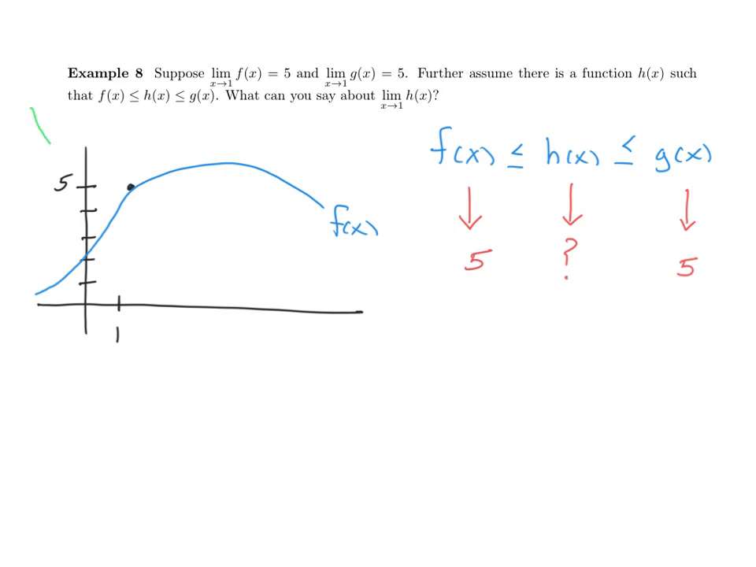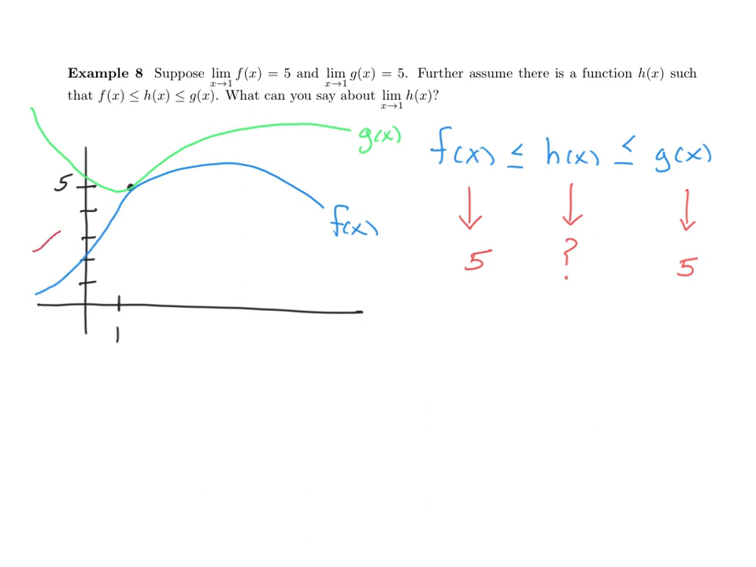So this could be your function g. It has to have a limit of 5, and it has to always be greater than or equal to f. So here's g of x. To say that there's this other function that's between them means, well, it's not above, it's not below, but it's stuck between the two functions. And we're trying to figure out what its limit has to be as we approach 1. So I'll draw what that function would have to look like. So here's h of x.